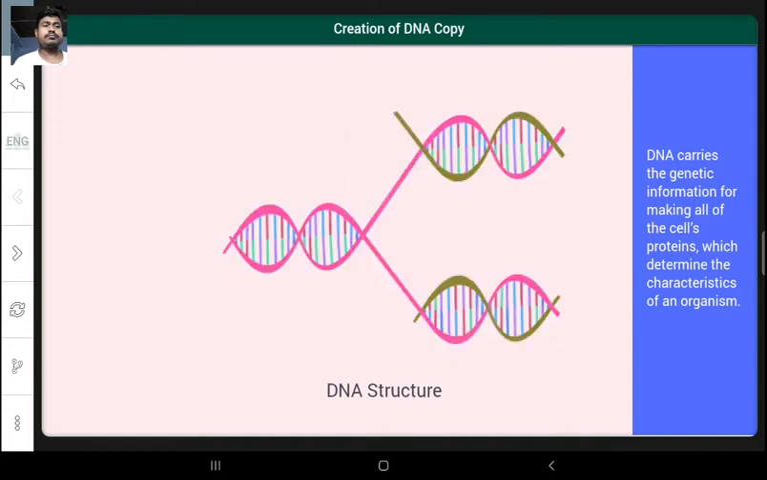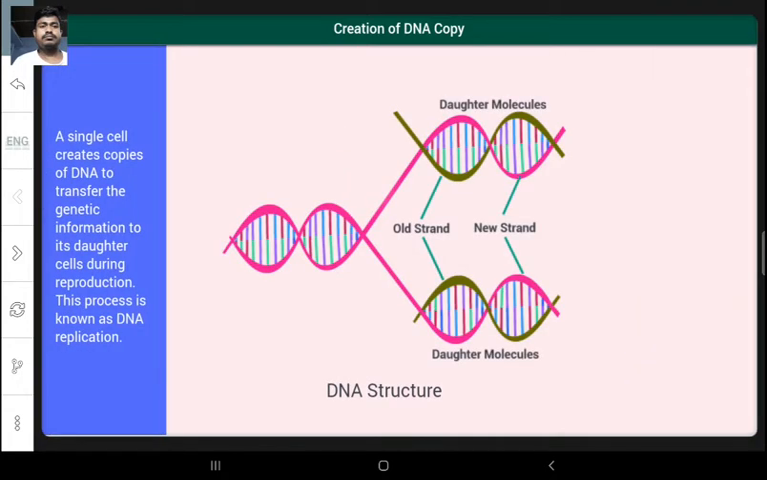For a cell to grow, divide, and reproduce, it needs to create copies of its DNA so that it can pass on the information to its daughter cells. This process is called DNA replication.